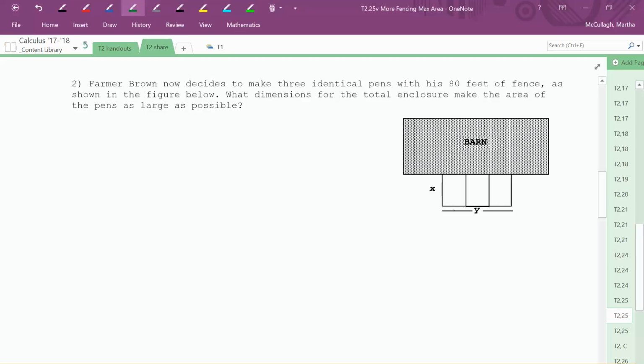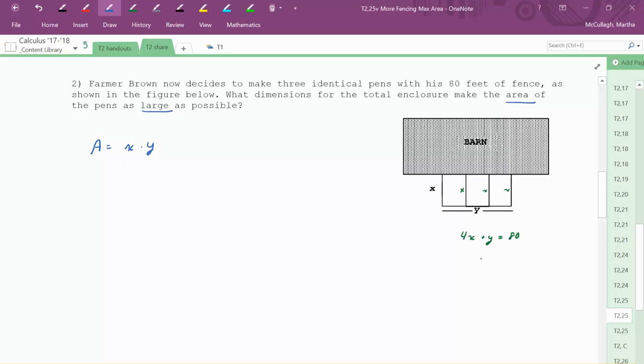Okay, so we're going to say that this entire length is y, but each one of these dividers is an x. So in order to make this enclosure, we're going to have 4 x's and a y all coming from that 80 feet of fence. We're going to be maximizing our area, as large as possible, so I need area equals length times width, or in this case, x times y.